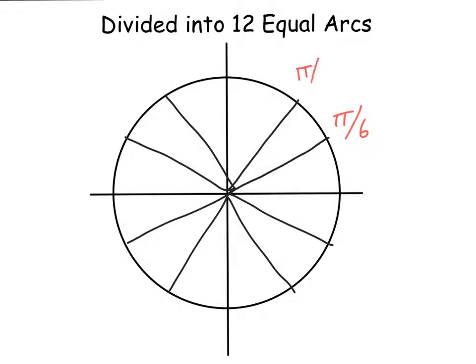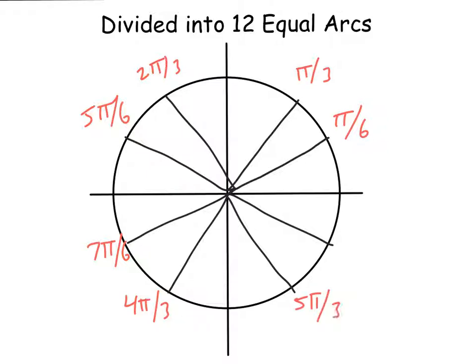Here's 2 pi over 6, or pi over 3. 3 pi over 6, or pi over 2, I'm going to skip. 2 pi over 3, 5 pi over 6. 6 pi over 6 would be pi, I'm going to skip it. Here is 7 pi over 6. 8 pi over 6, or just 4 pi over 3. We'll skip over 3 pi over 2, we already did that one. 5 pi over 3, and then 11 pi over 6.